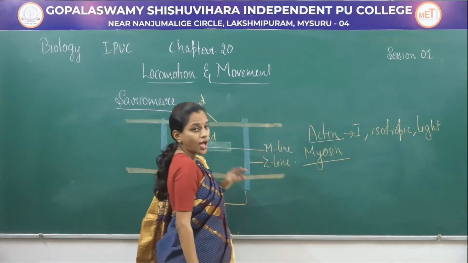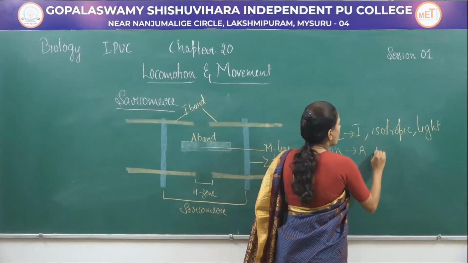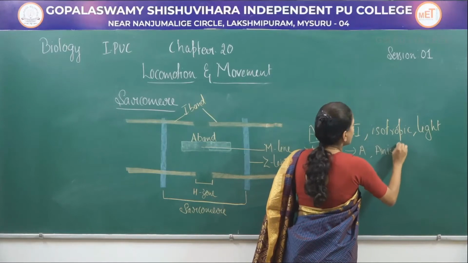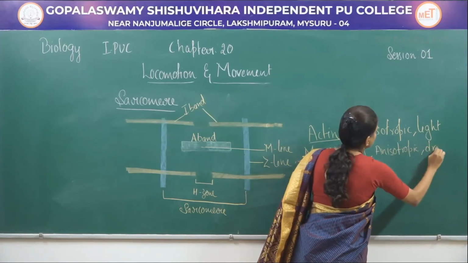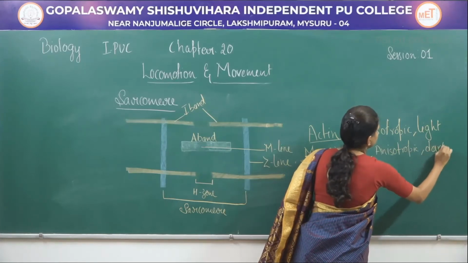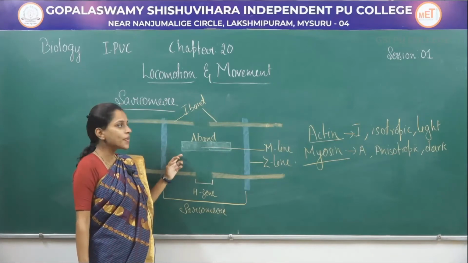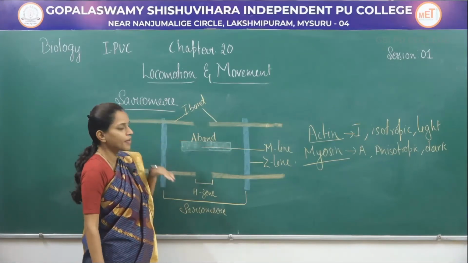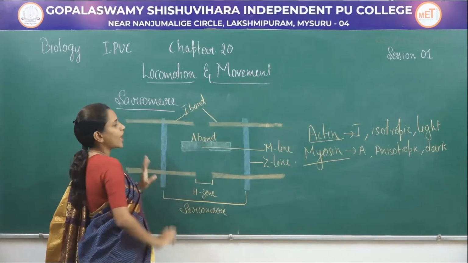When it comes to the dark band, these are called A band or anisotropic band, or dark band. So here the arrangement of light bands and dark bands is always alternate to each other. So we will study about the I band now.